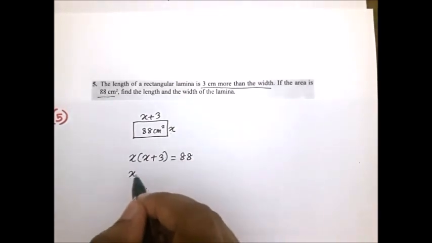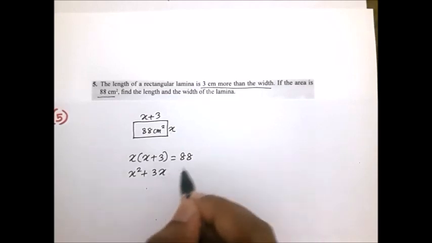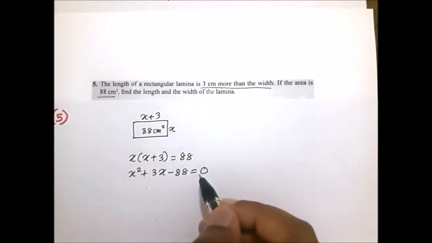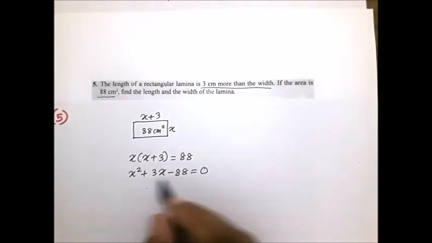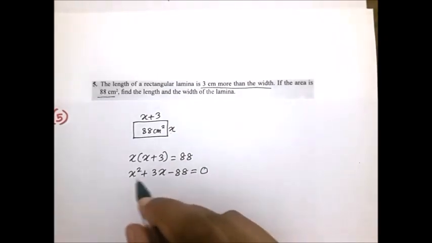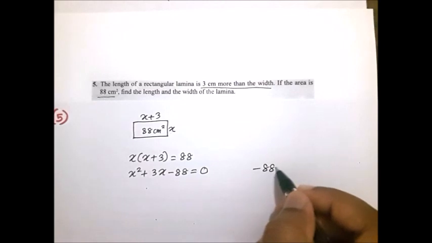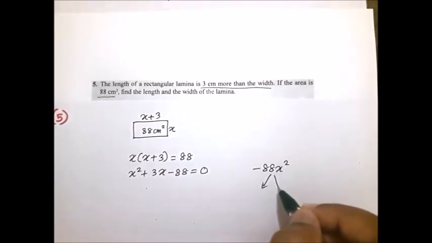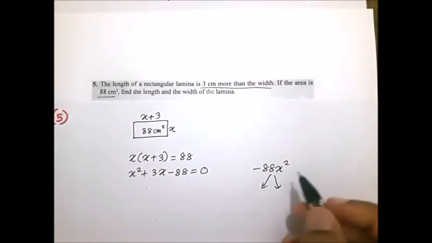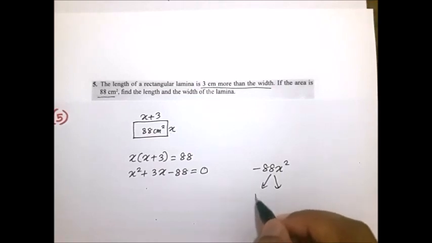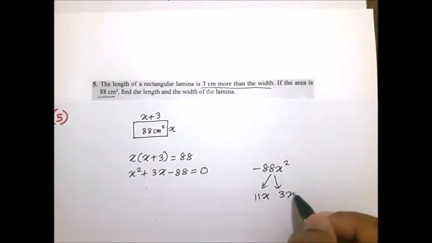Now remove brackets. x squared plus 3x. Take 88 to the left side and arrange the right hand side as 0. Now you have to factorize this one. Multiply the first term and last term. It is 88x to the power 2. Separate this into two terms. The two terms are 11x and minus 8x. Plus 11 and minus 8 here.